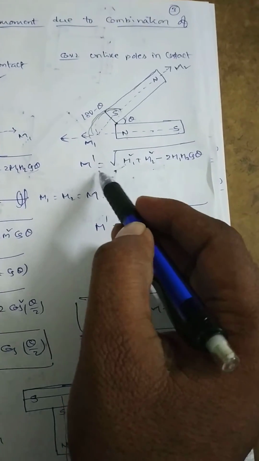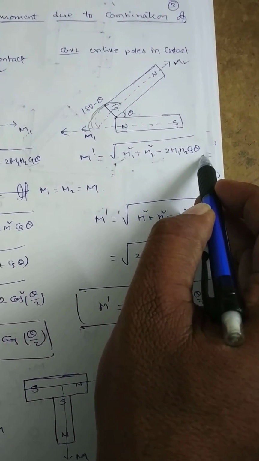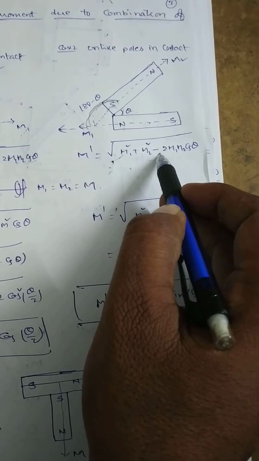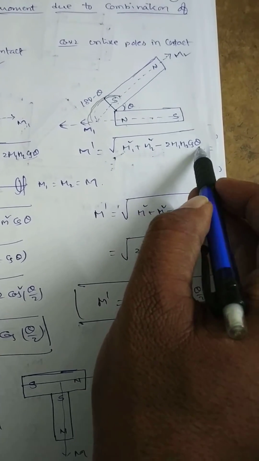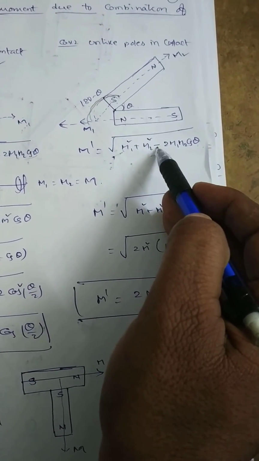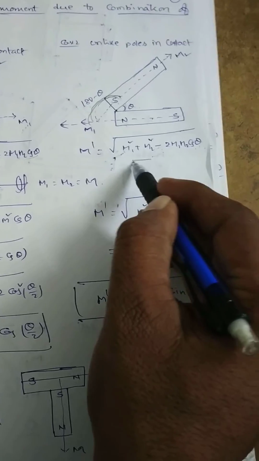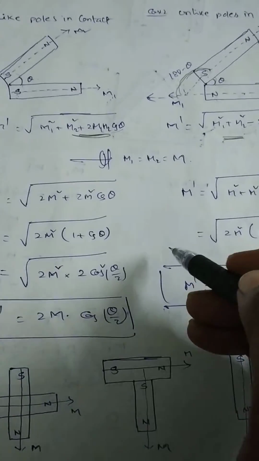Therefore, M dash is equal to root of M1 square plus M2 square minus 2 M1 M2 cos theta. Why is it minus? M1 square plus M2 square plus 2 M1 M2 cos of (180 minus theta), and cos (180 minus theta) is equal to minus cos theta. Okay? This is the formula for resultant magnetic moment.